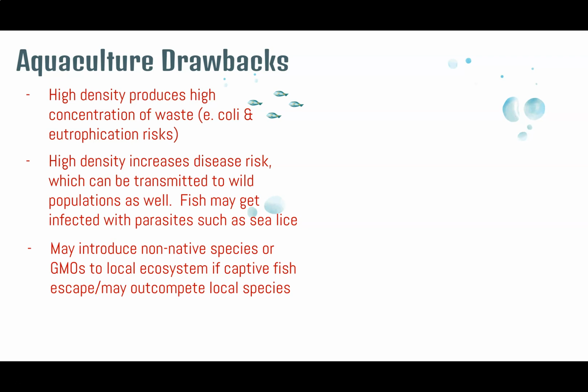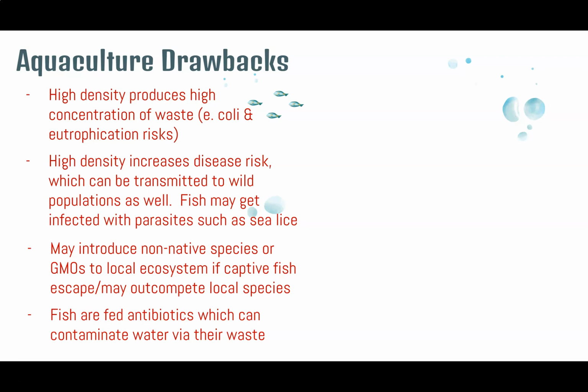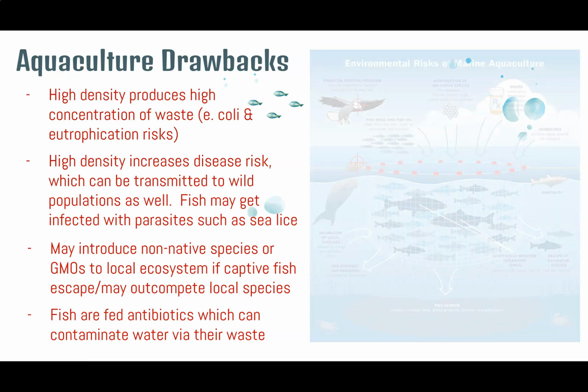And of course, if they escape, they could outcompete the local species. Even if they're not the same species of fish, whatever's living there, the one that was grown can outcompete the local fish. So again, major drawbacks. And like the animals on land, the fish are fed antibiotics. And those antibiotics can contaminate the water. It can lead to bacterial resistant strains, which we have even seen so far in our population. So big deal on that.